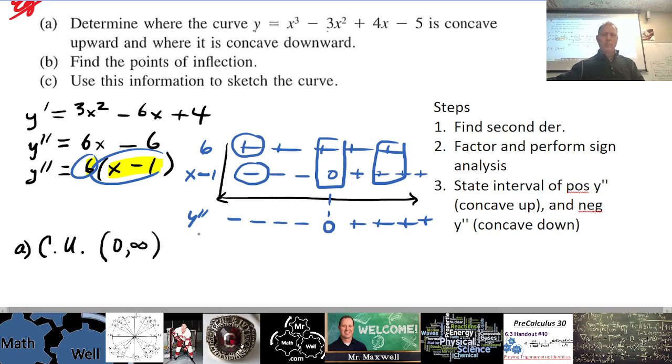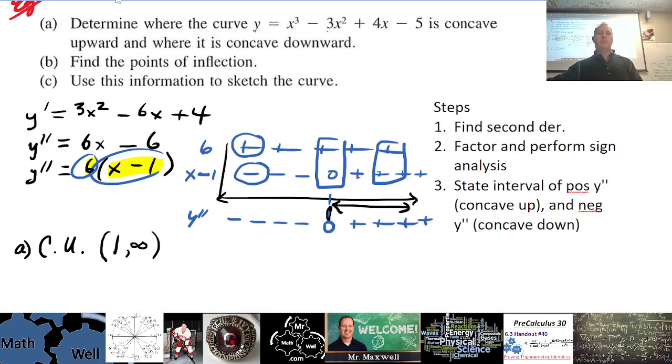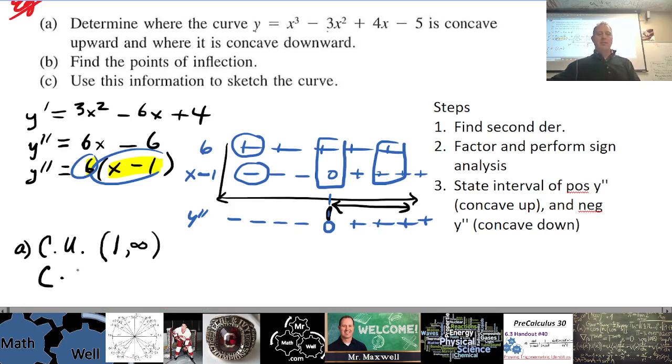Is it at 1 negative infinity? Oh, sorry. Yeah, that should be 1. Sorry, this is really small for me to see. There you go. Thank you. From 1 to positive infinity. It's this interval up here. Thank you for noting that. That's where it is positive. So concave down, C.D., is where the second derivative is negative, from negative infinity to 1.